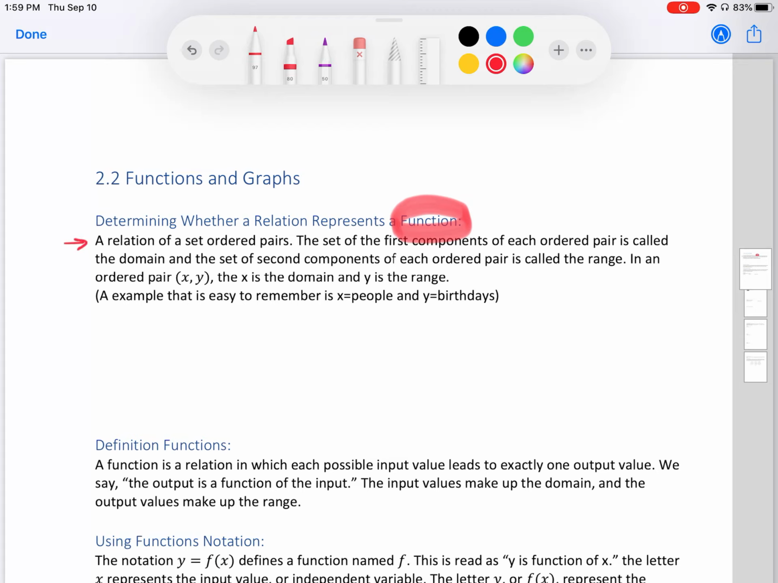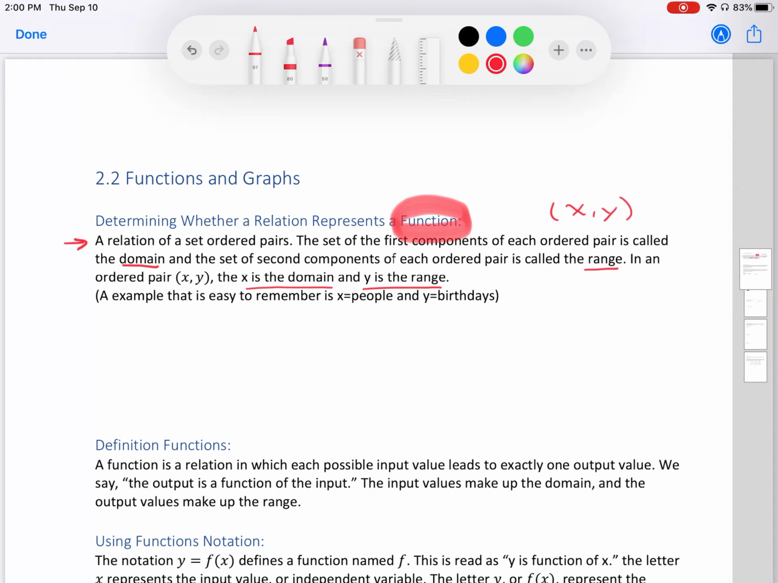A relation is a set of ordered pairs. The set of the first components of each ordered pair is called the domain, and the set of the second components of an ordered pair is called the range. So recall your ordered pair is always x comma y. In an ordered pair x comma y, the x is the domain and y is the range. So a function is a special mapping or relationship between your x's and y's.